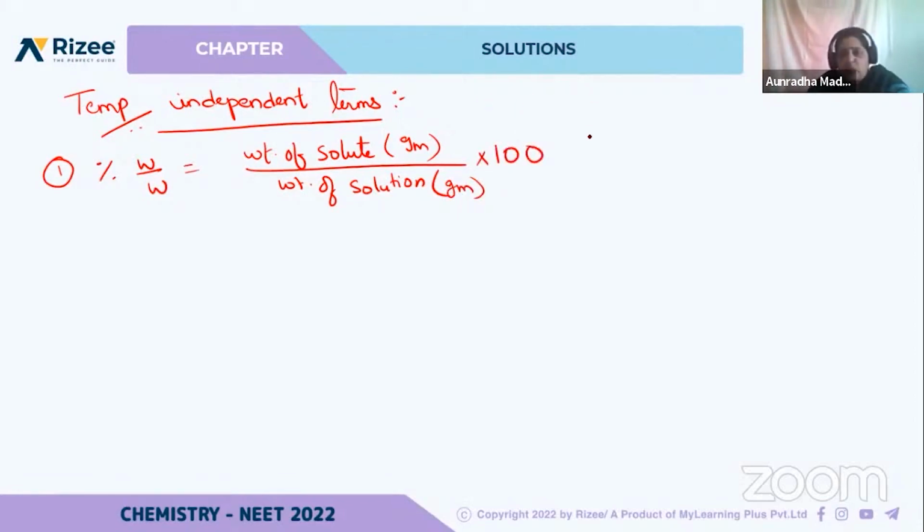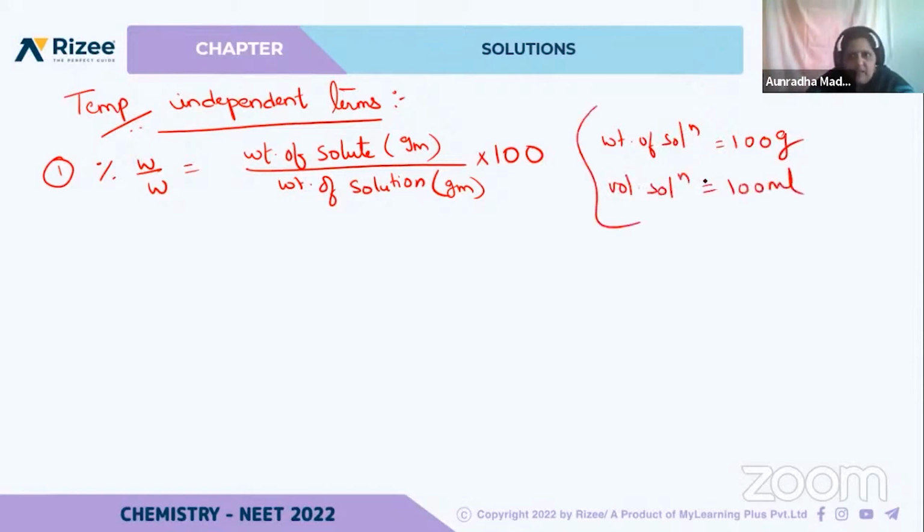As I told you earlier, in general we'll take the volume of solution as 100 ml. Just like that, weight of solution is 100 grams. The volume of solution we take as 100 ml. These two are fixed values. So how much weight of solute is dissolved in a given weight of solution, that is percentage weight by weight. Next one is mole fraction.